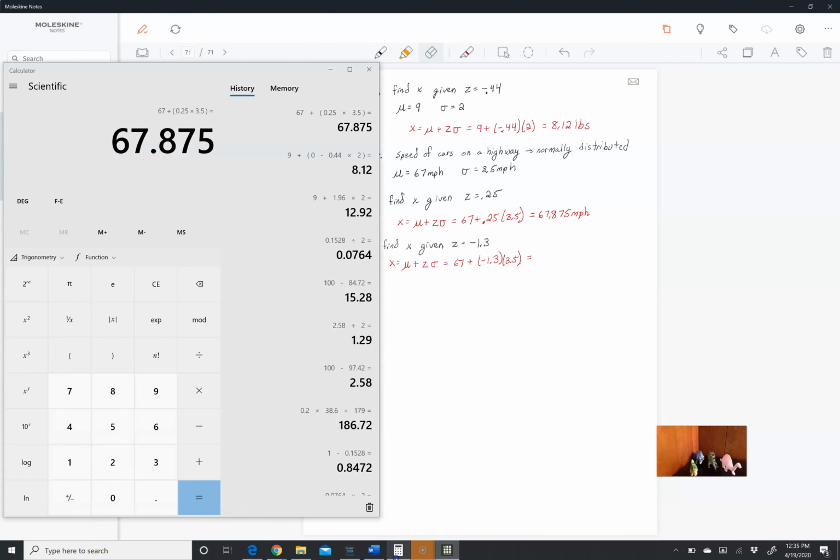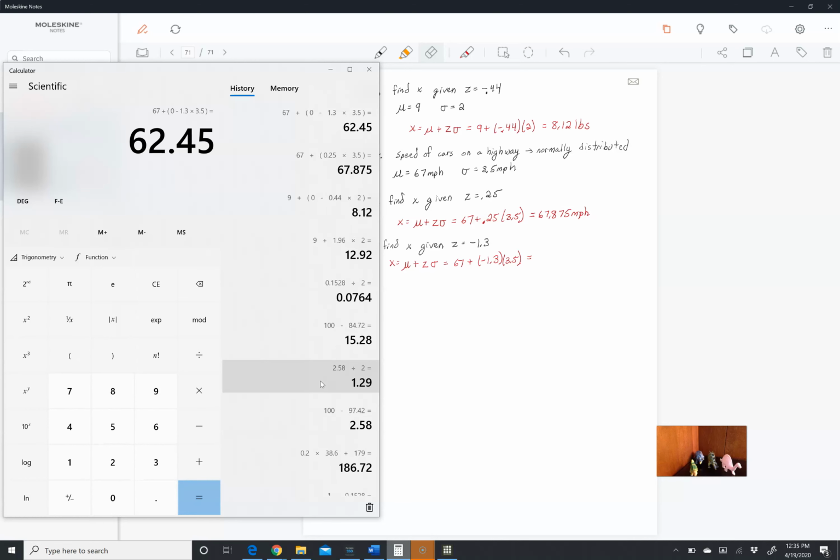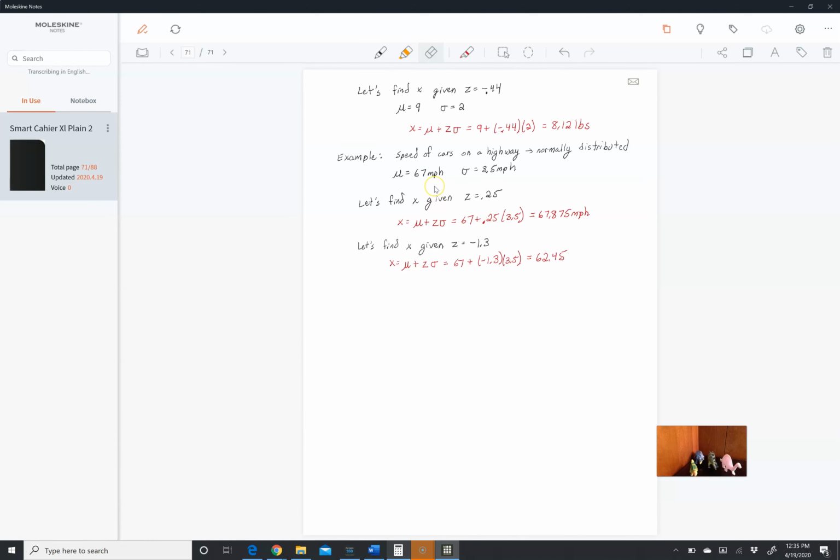So if we do this, I tend to use the parentheses when I have negative signs, just because I don't want it to confuse it with a minus sign. So we get 62.45. Okay, so again, I'll write it down here. I didn't write it down for any of the others, but at least you'll have it. What does this mean? So remember, this is miles per hour.